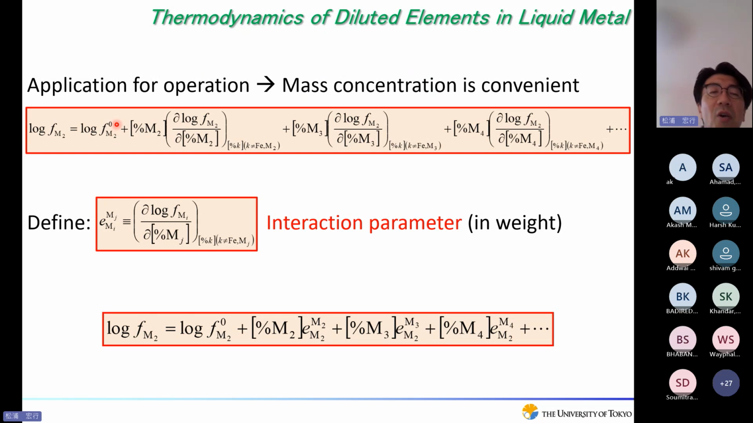In daily operation, we never use mole fractions, so we need to introduce the mass concentration. This is quite similar, mostly the same operations, but you need to be careful that this is in common logarithm form. The previous one was in natural logarithmic form. In this equation, we define the interaction parameters in weight percent by using this equation. Then finally, you can express the activity coefficient of M2 by this function. I'm sorry, I didn't change this one, but because of the definition of the activity in this form, this part is 0, so please erase this part, okay? The first one. So this is just a function of the concentrations of alloying elements.